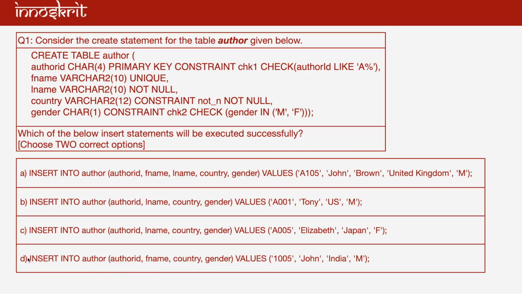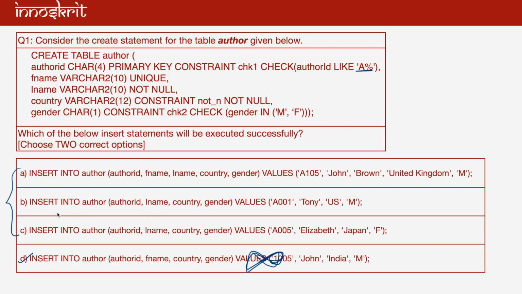If I look at option D, the author ID for option D is starting with 1, which is not fulfilling the constraint. So option D is going to be rejected. Other than option D, all the options will be running. Now I will tell you why.